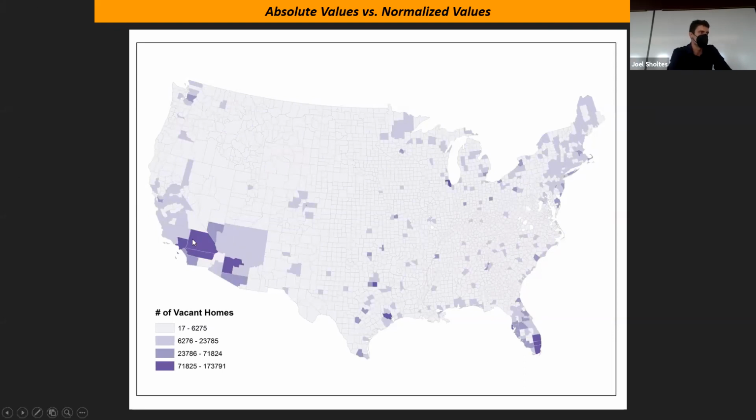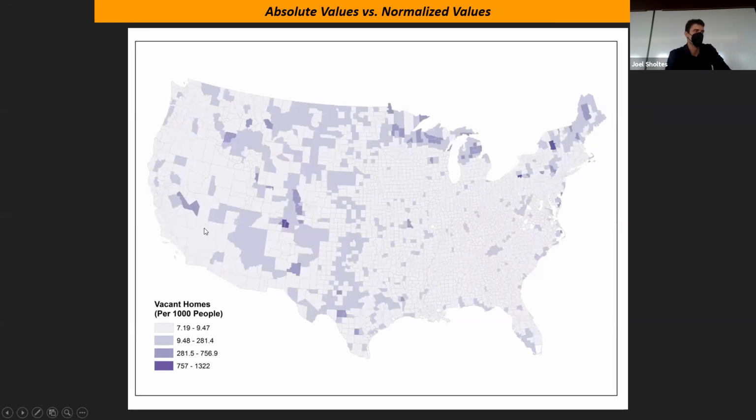If you look at this, I don't know what county this is, somewhere in California. Obviously, there's a lot of vacant homes there, but if you look at the number of people that live there, it kind of washes out compared to some of these other counties.